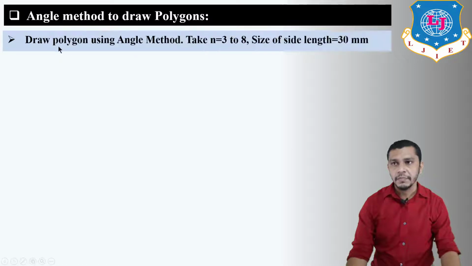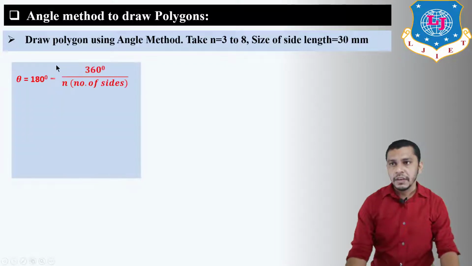So let us take an example. Draw a polygon using the angle method. Take n equal to 3 to 8, where n is the number of sides. So if we take 3, the polygon will be a triangle, and if we take 8, the polygon will be an octagon. So we have to take the number of sides from 3 to 8, and the side length is equal to 30 mm. So the side length of the polygon will be 30 mm.